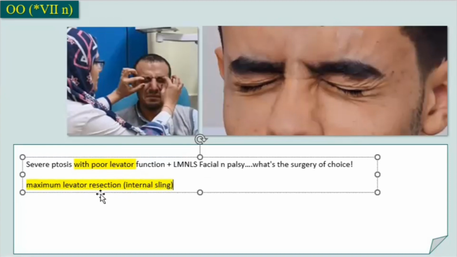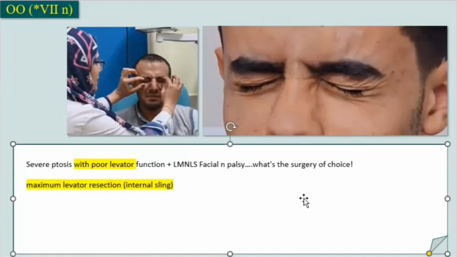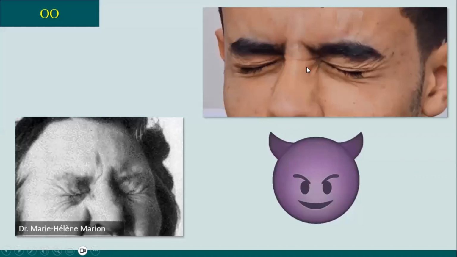So for maximal levator resection, actually we are not strengthening the muscle because the muscle is already poor, but it actually is a kind of a leash or a sling to elevate the upper eyelid. Another tricky question, what's the difference between this photo? So again, in this photo, I'm instructing my volunteer to forcibly close their eyes. So what's the difference between this and this one?